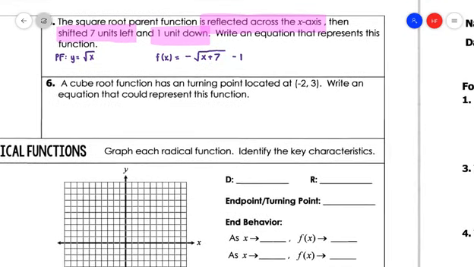Now number 6, a cube root function has a turning point located at -2, 3. Write an equation that could represent this function. So this one is a little bit more difficult. We only know the turning point, but I know it's a cube root function. So my parent function, the function before any transformations happened, is a cube root function, so the cube root of x, and that has a turning point of 0, 0.